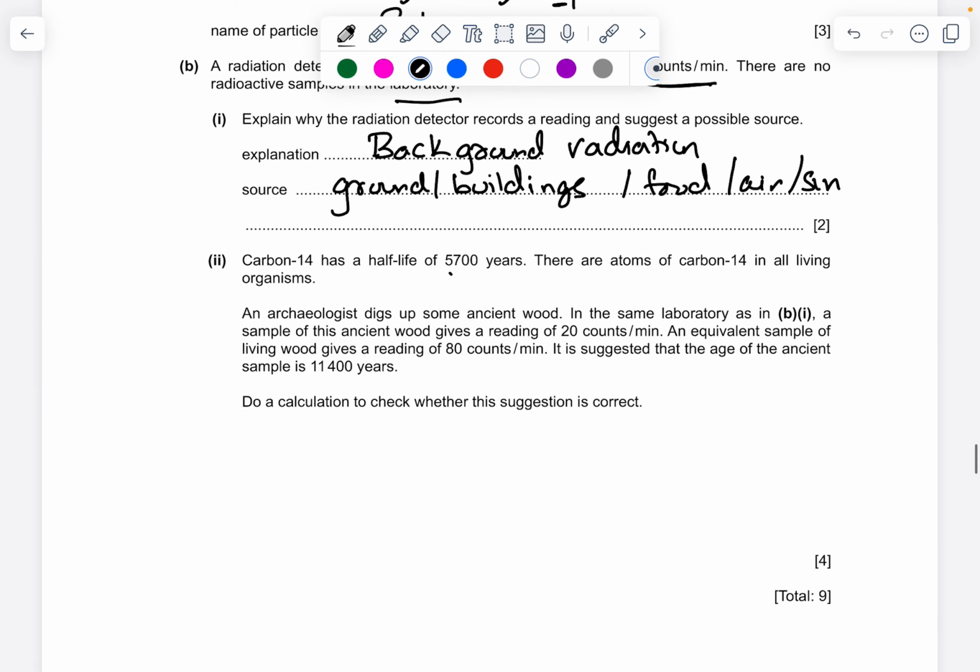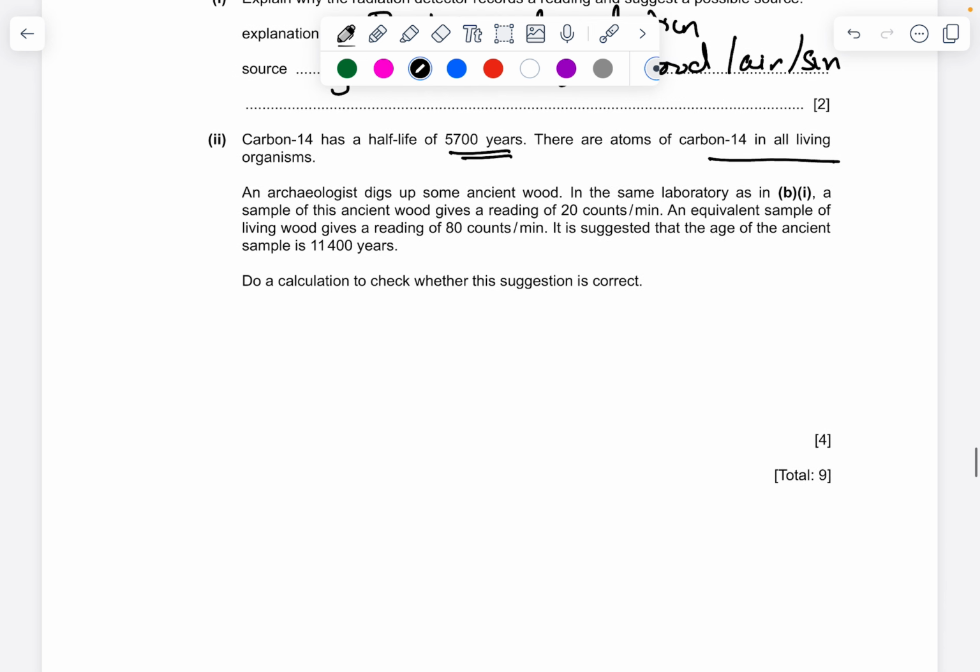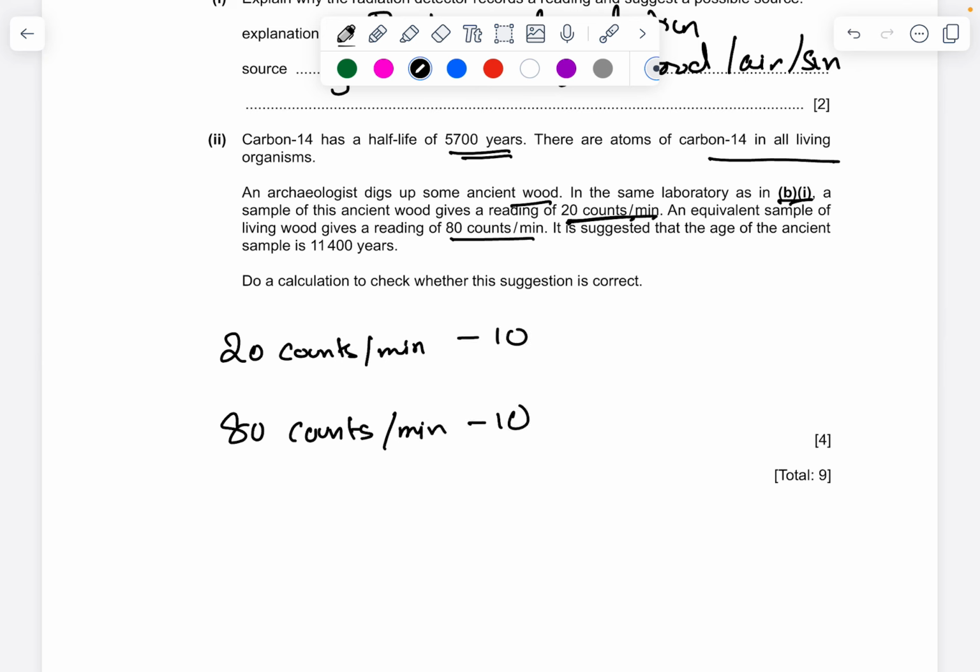Now carbon 14 has a half-life of 5700 years. There are atoms of carbon 14 in all living organisms. An archaeologist digs up some ancient wood in the same laboratory. A sample of ancient wood gives a reading of 20 counts per minute. An equivalent sample of living wood gives 80 counts per minute. But we know there was a 10 counts per minute background radiation, so we need to subtract it out. If you subtract, the examiner knows that we understand the concept of background radiation.